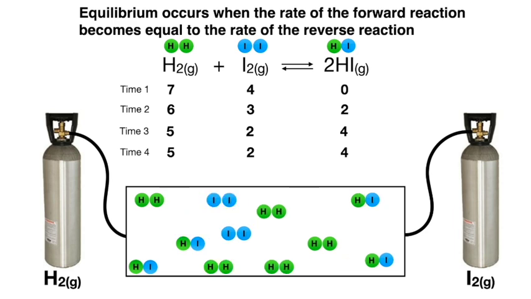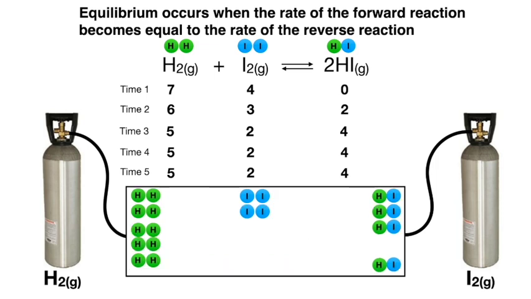The concentrations have begun to level off. So that is what equilibrium is, when the rate of the forward reaction equals the rate of the reverse reaction. The same amount going forward as backwards. The amount going forwards equals the amount going backwards, so the concentrations level off.